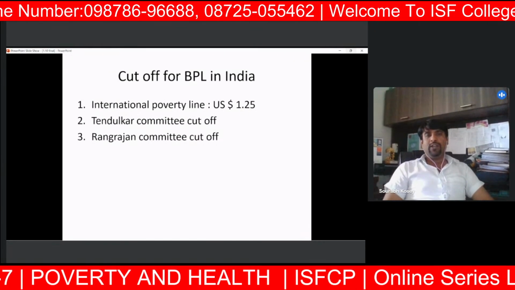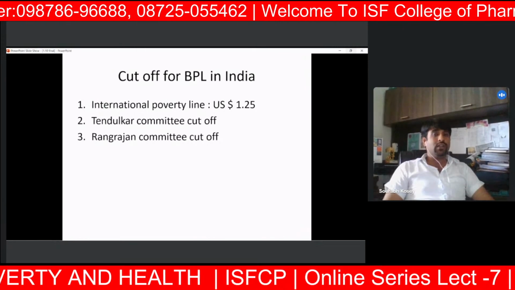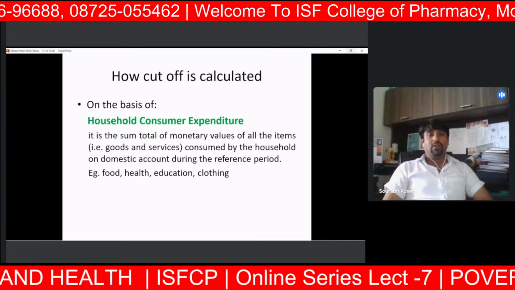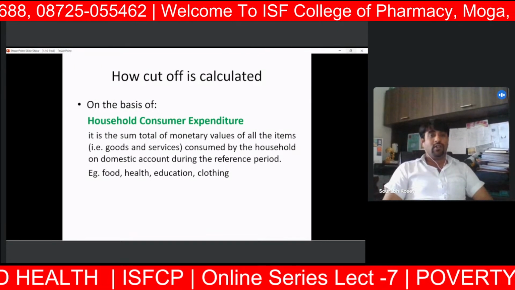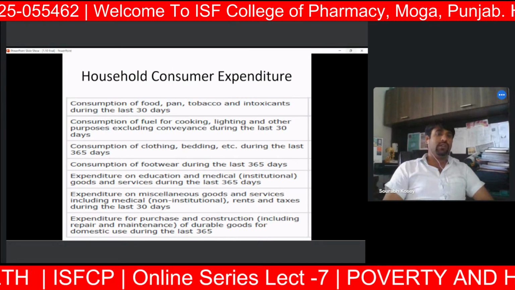The cutoff for the poverty line in India: the international poverty line is 1.25 US dollars. The Tendulkar committee cutoff and the Rangarajan committee cutoff are around $1. So, how is the cutoff calculated? On the basis of household consumer expenditure like food, health, education, clothing.